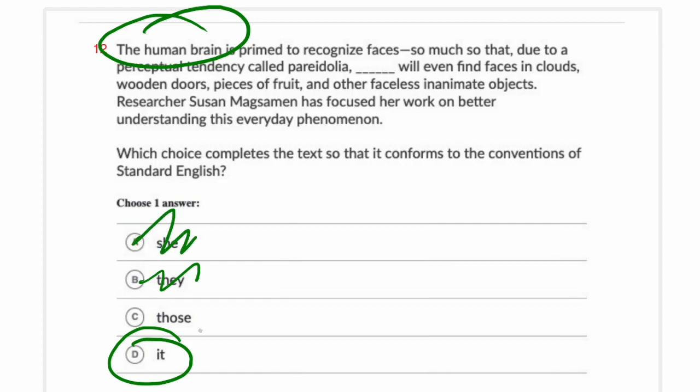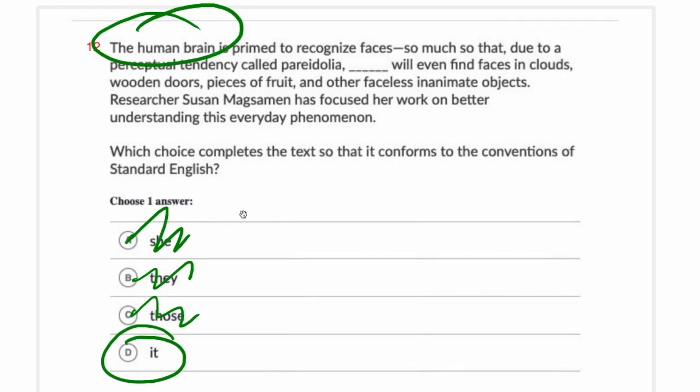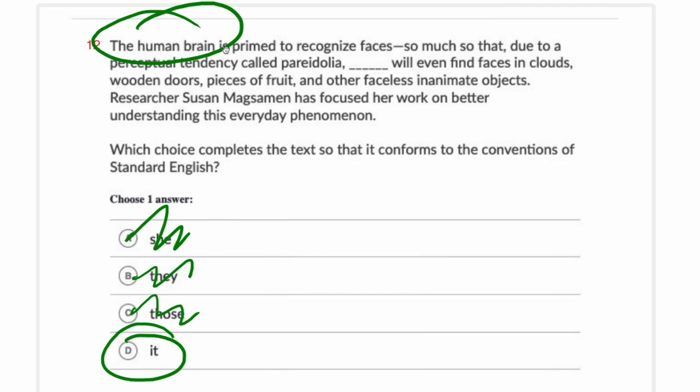It's not about misgendering the brain. It's about giving a gender to the brain. And the brain is not a he. It's not a she. Again, it's an it. So the human brain, blah, blah, blah, it will even find faces in clouds, etc.